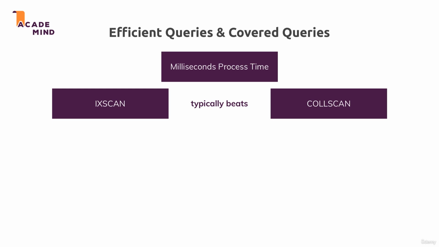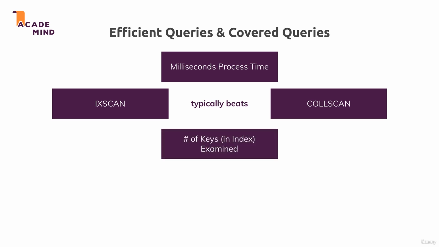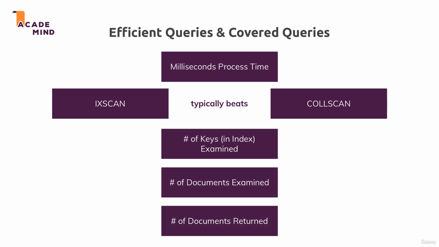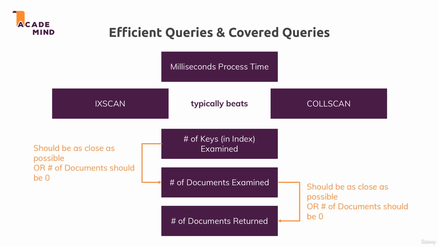And another important measure is that you compare the number of keys in the index, that is what it means in the output, that are examined, how many documents then are examined, and how many documents then are returned. And the keys and documents should be close together, and documents examined and documents returned should be close together, or documents should be 0, so that it looked at 0 documents.